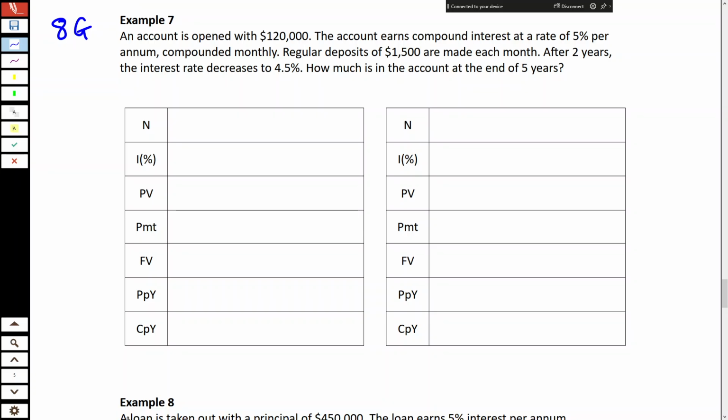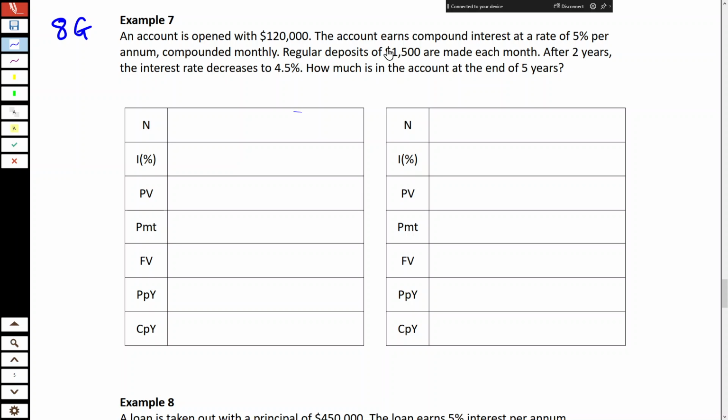Okay, please have a read of example number 7. Okay, so what's happening here? This is a savings account. So I've opened an account with the bank and I've put in $120,000. I get some interest, 5% a year. It's compounded monthly.